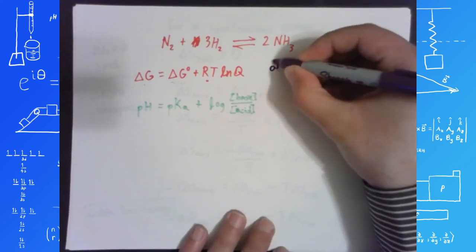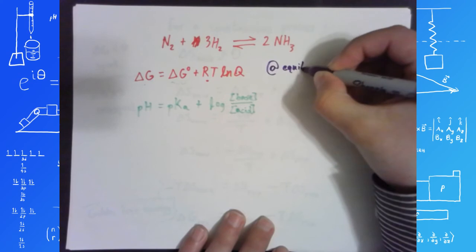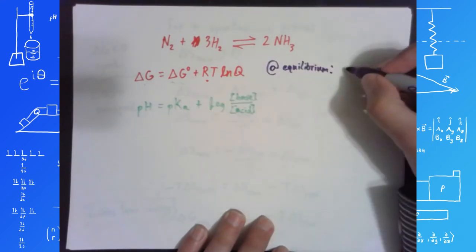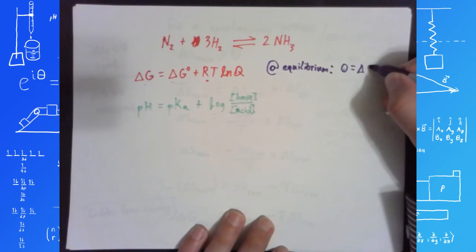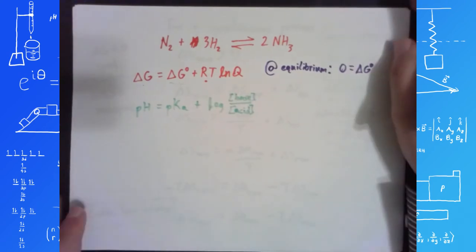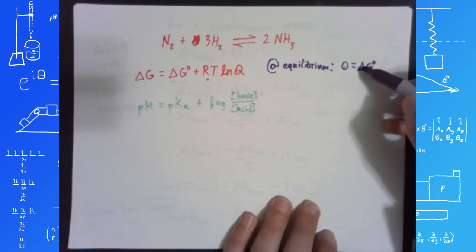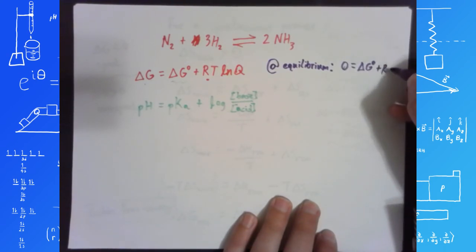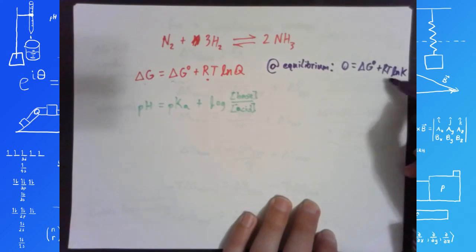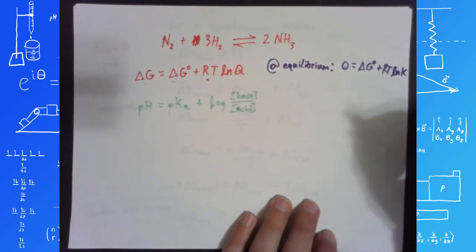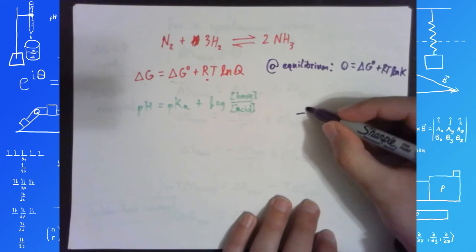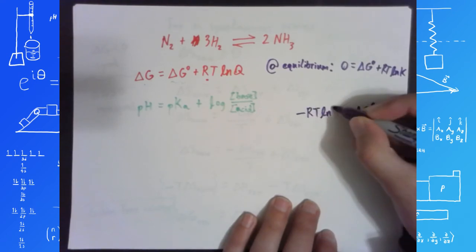So at equilibrium, delta G is 0, which equals delta G standard, which is going to be unique for each individual reaction, the same way that pKa is unique for each individual weak acid. 0 equals delta G standard plus RT ln of, at equilibrium, Q equals K. Subtract RT ln K on both sides of the equation, and you get delta G standard for any reaction is negative RT ln of K.